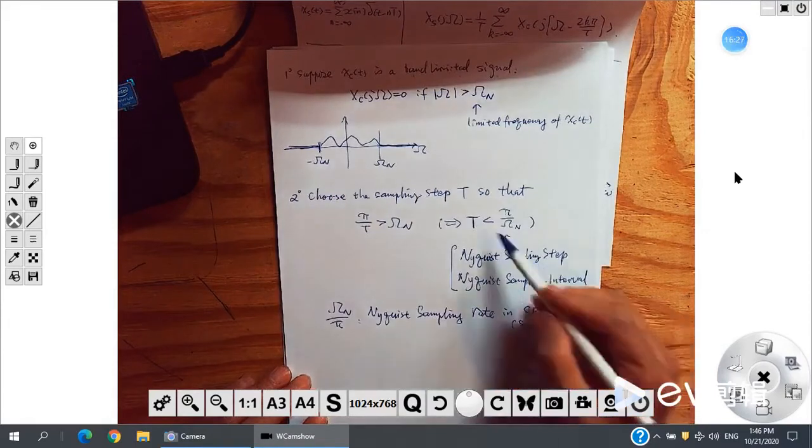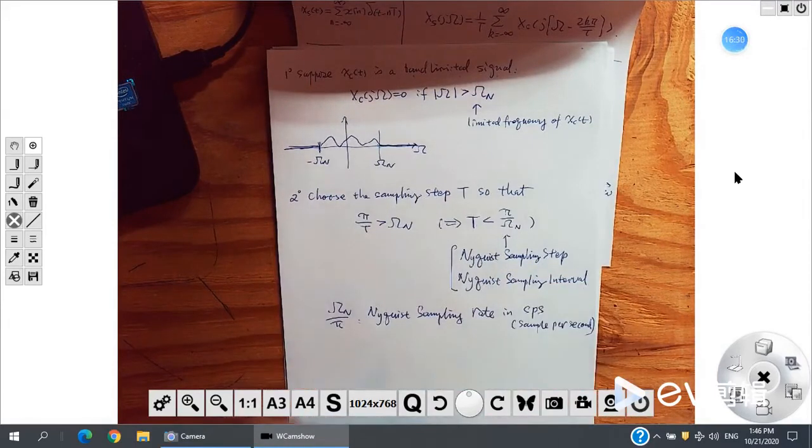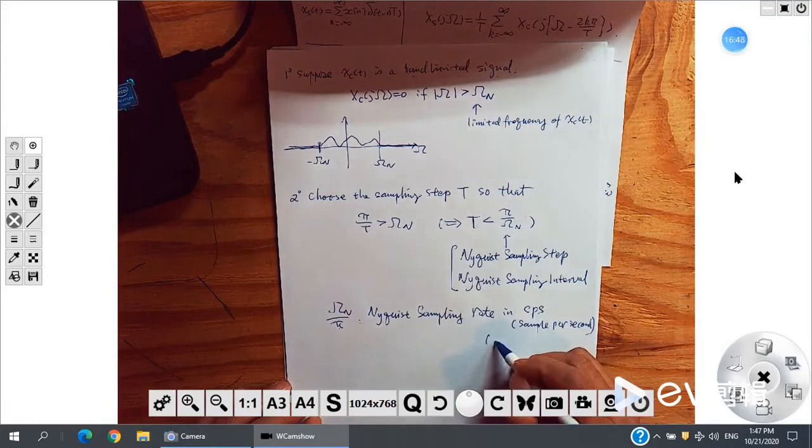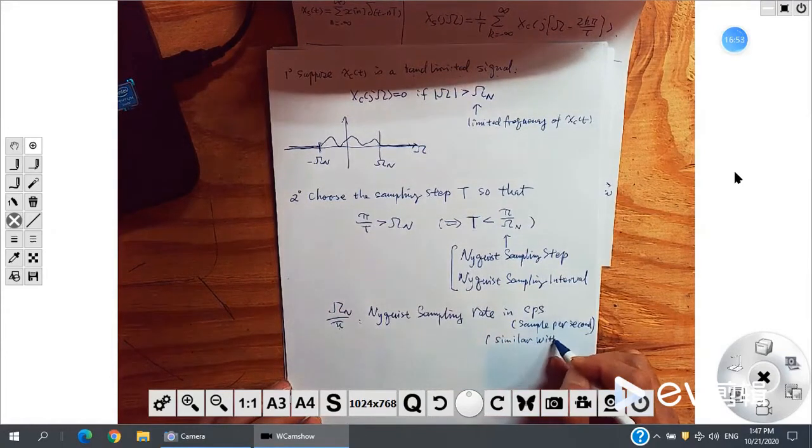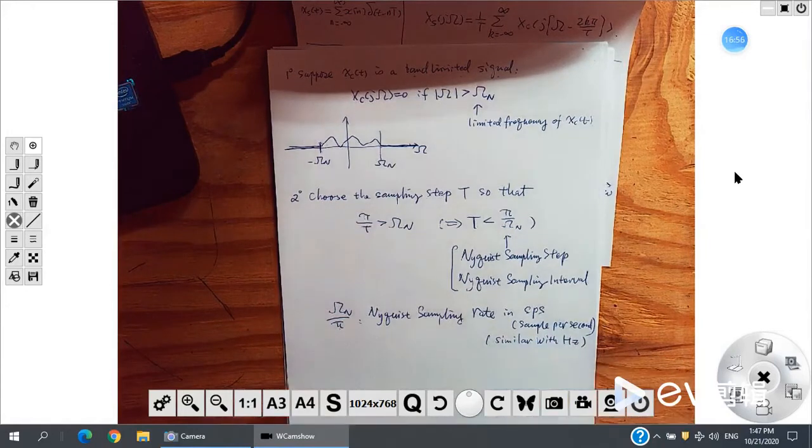T is a time interval. Every T you will take a sample. Then in each second, how many samples will you have? It is just 1 over T, right? So omega n over pi. This is the Nyquist sampling rate, in the unit samples per second. This is similar to Hertz. Hertz is how many cycles of a periodic signal per second. Here it is how many samples you will have per second when you take samples.